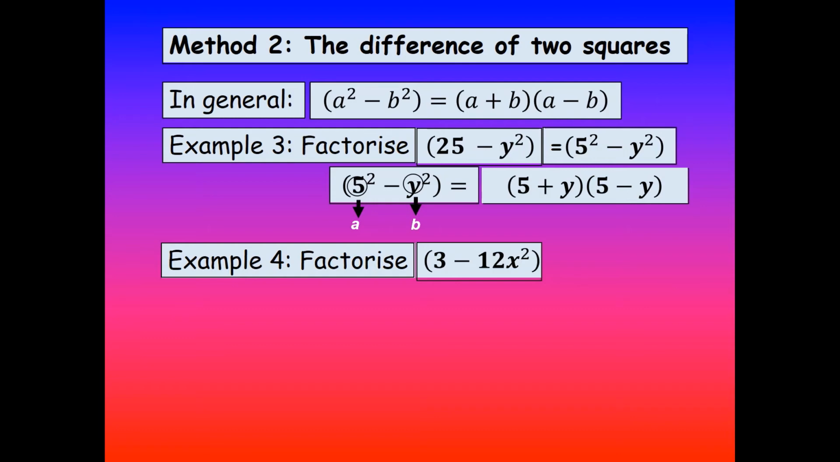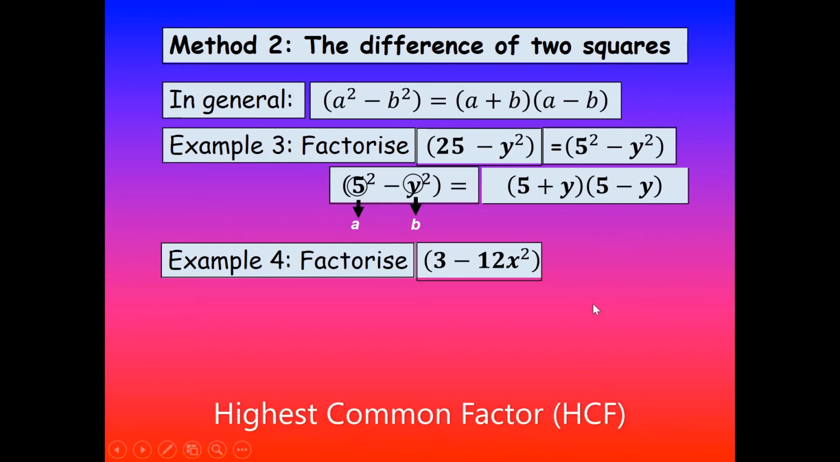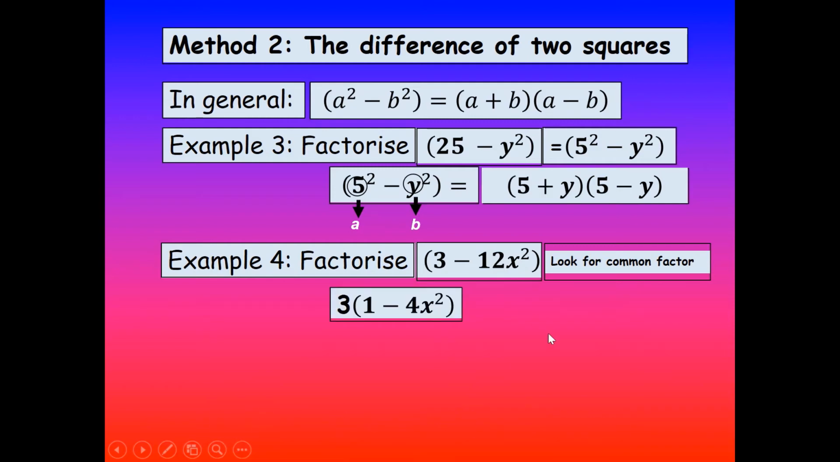and see if there is any common factors. You take those out before you proceed to the next method. So what I'm looking for is the common factor. So the highest common factor between 3 and 12 is 3, as you can see. So using the first method, I need to take that common factor out and leave the rest inside the bracket.